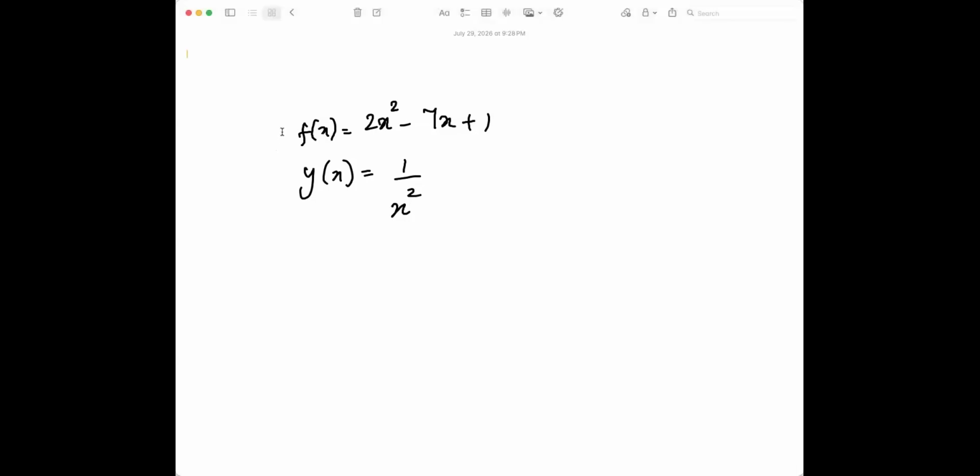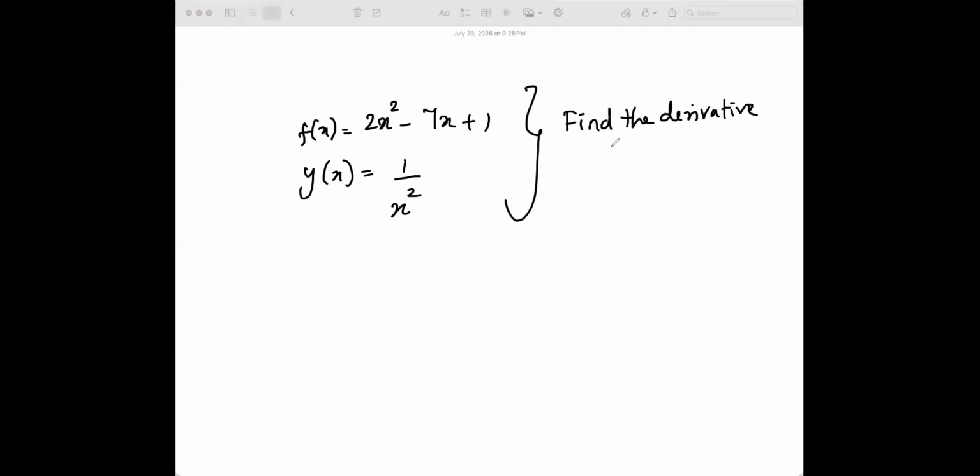Okay, 2x squared minus 7x plus 1. This is my first function. My second function is 1 by x squared. Arush, I think you did this problem last week, but please don't use your formulas. I know you have already studied formulas, but I want you to find the derivative using the definition of derivative. That means not using a formula, but using the definition.